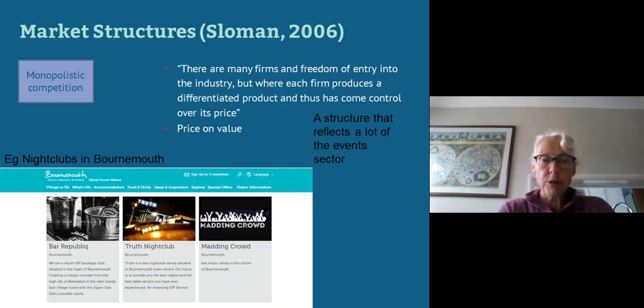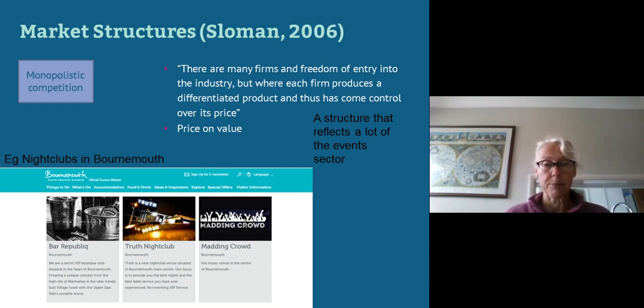And then we have monopolistic competition. This is where there are quite a lot of firms. There's freedom of entry into the market. There is some differentiation within the product, and so the companies do have some degree of control over the price, but basically the price is set on how people value it. Now, this is actually a structure which you see quite a lot in the events sector.